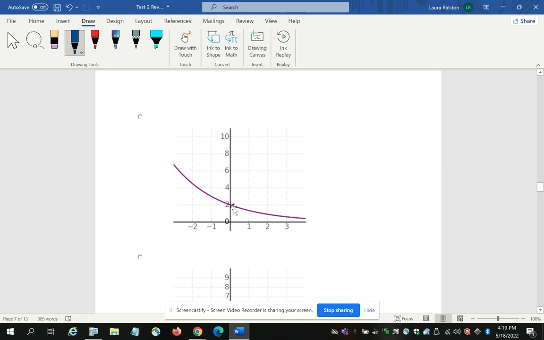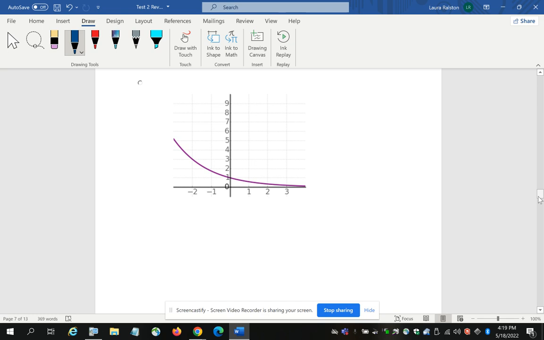The second one crosses at 0, 2, and the third one also crosses at 0, 1. Okay, so then I need to narrow it down.